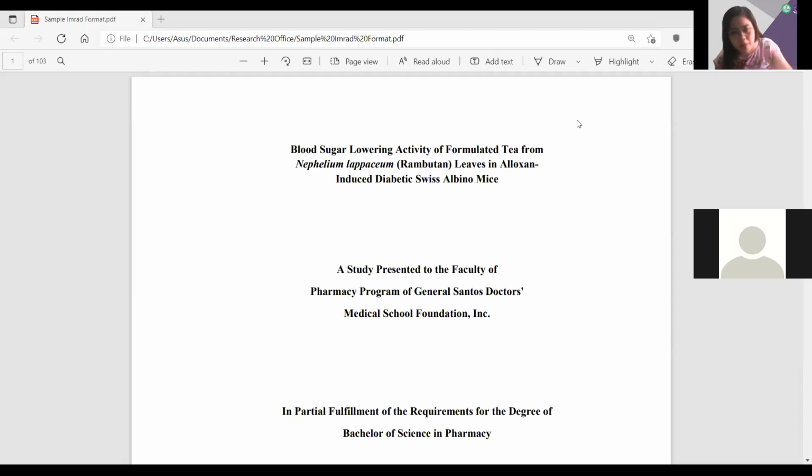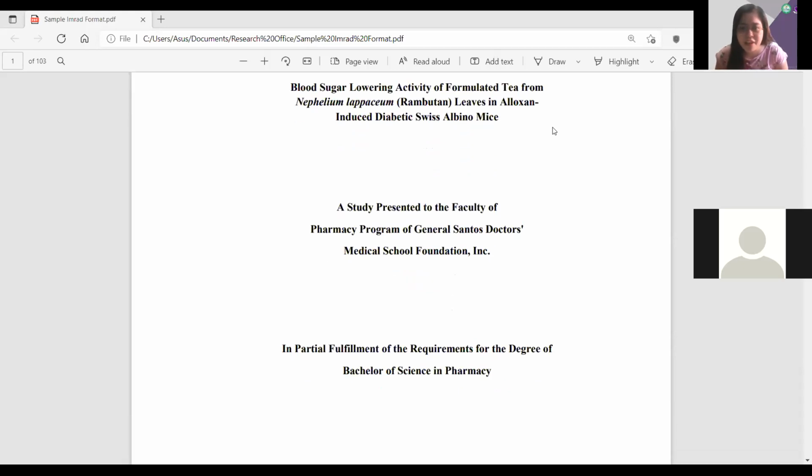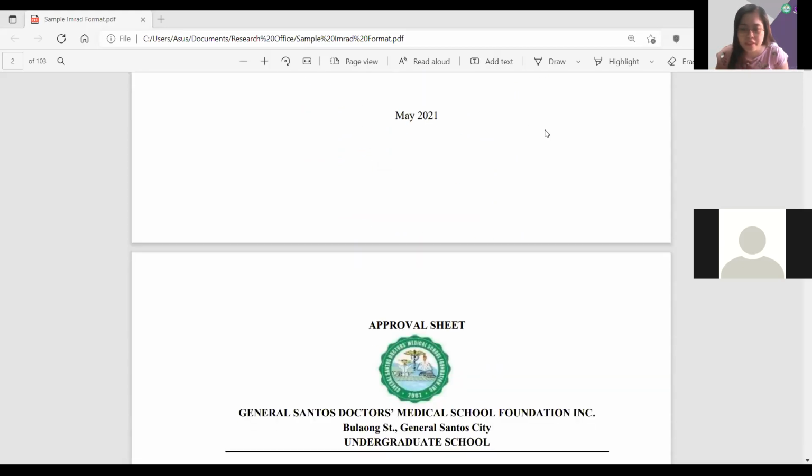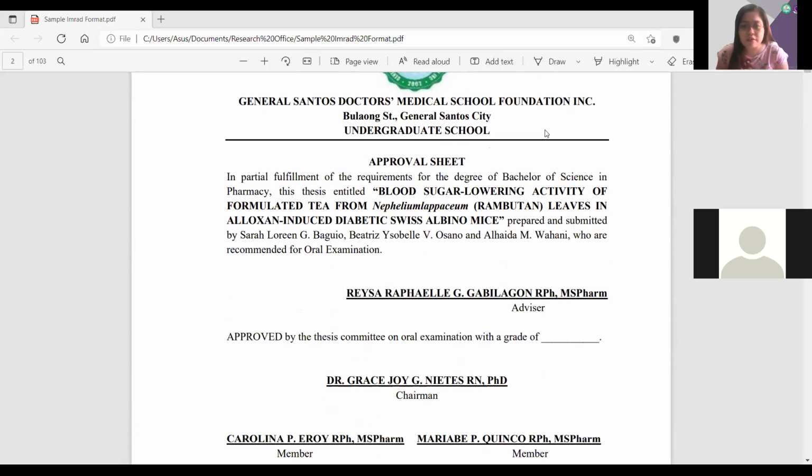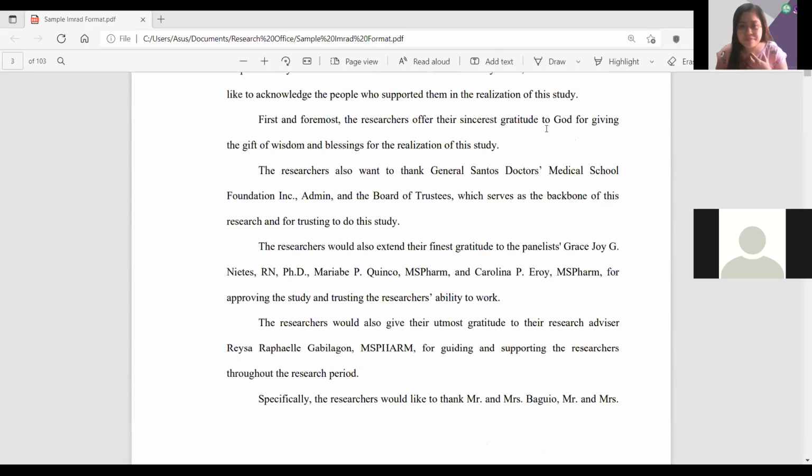I'll be giving you a copy of this. This is actually a study from last year by the pharmacy students, and I already asked permission from them that I'll be using their study as a reference so you can follow it in terms of formatting. Or if you can get something from their study, you can do so. I'll be posting this on Schoology. So again, please follow the format, because this is the correct format we use in school for research studies.